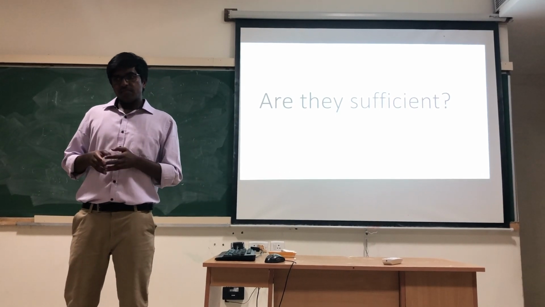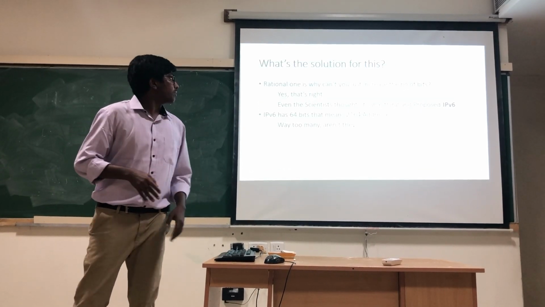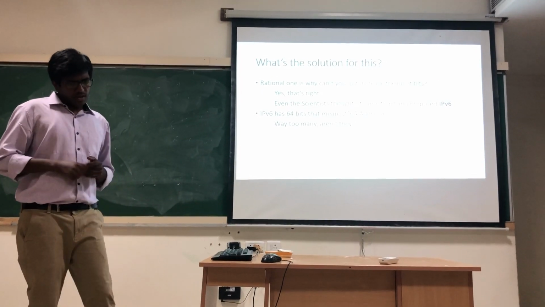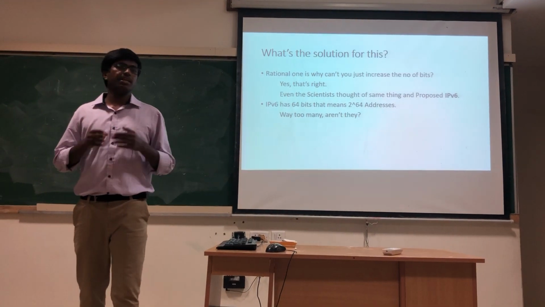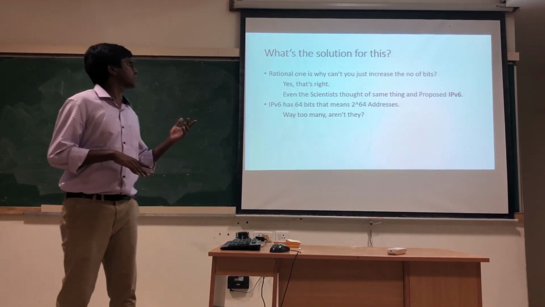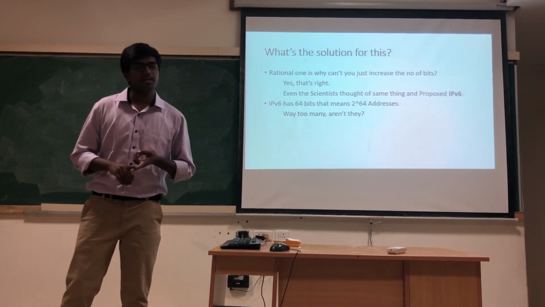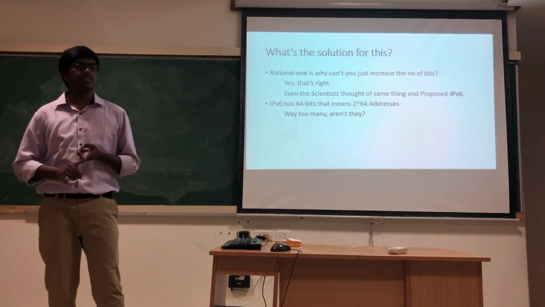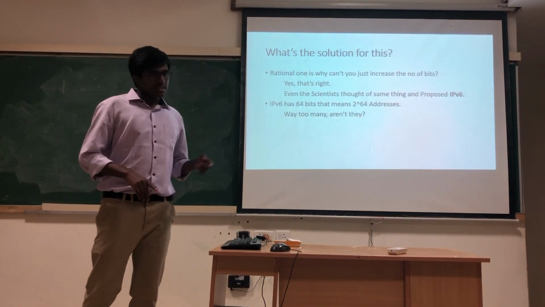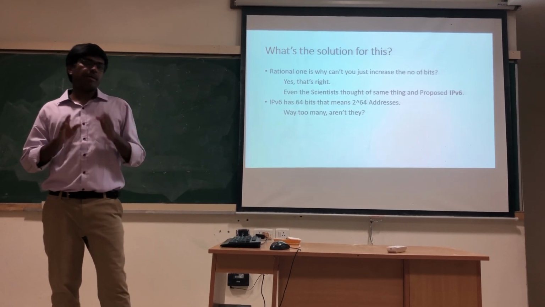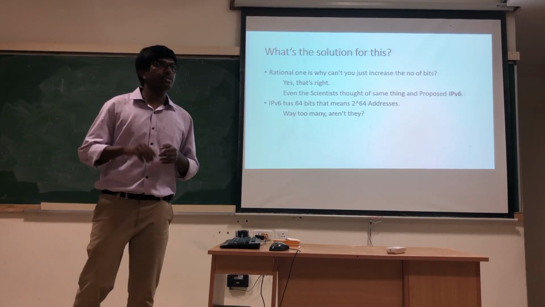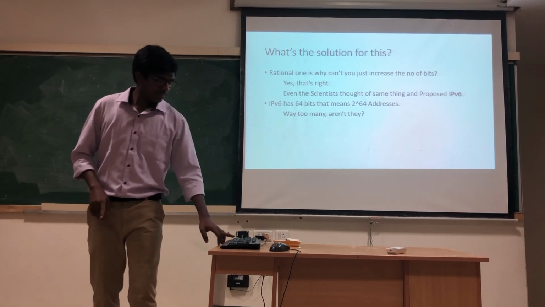So the next question is how to find a solution. If you think rationally, you can ask, why can't you just increase the number of bits? Yes, that's right. Even the scientists thought of the same thing, and they proposed a system called IPv6. So IPv6 has 64 bits. So the total number of IP addresses will be around 2 to the power of 64. That's more than enough.